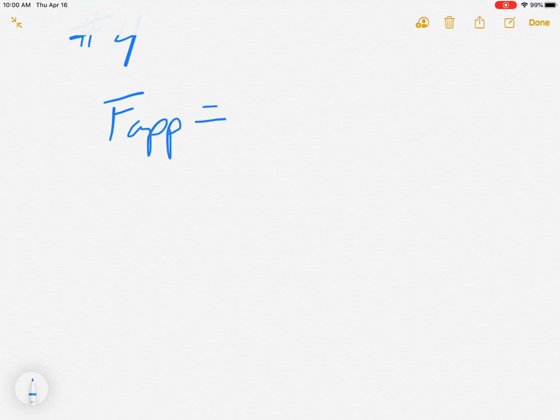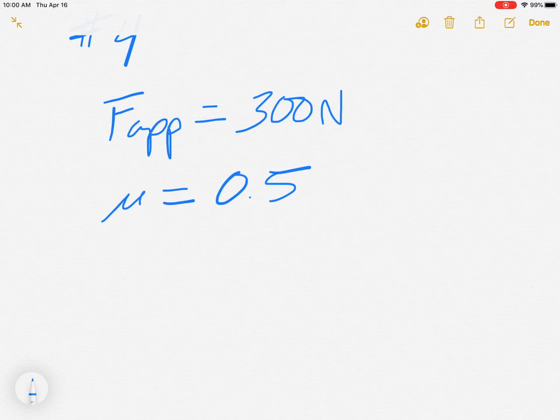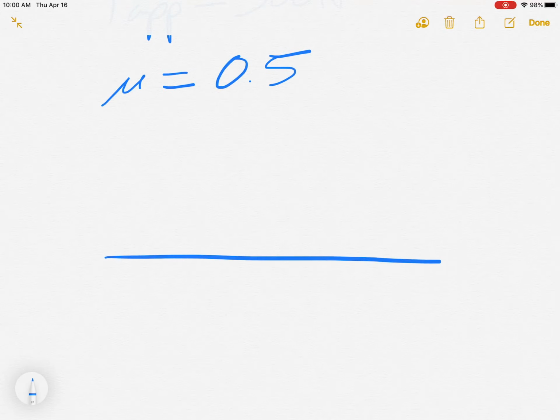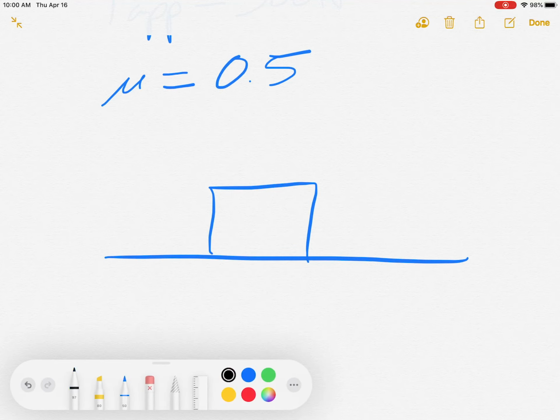So it tells you that your force applied is 300 newtons, and that the coefficient of friction is 0.5. And they want you to push something across the floor with this force, and they want to know how big of a mass can you push with this force. So let's draw the free body diagram.